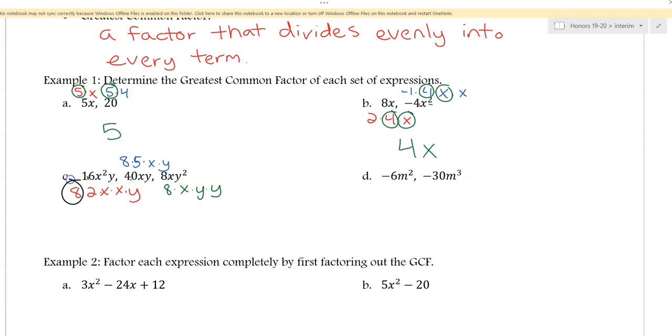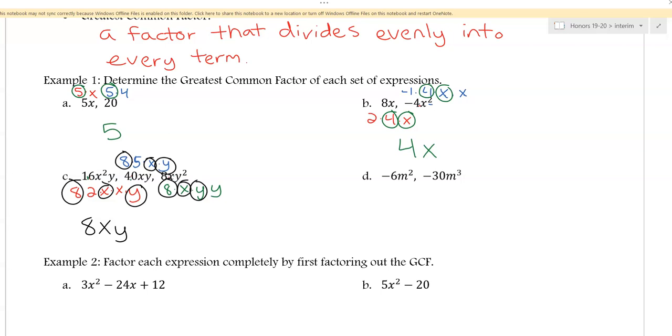Okay, so what do they have in common? Well, they all have an 8. They all have an x. And they all have a y. And that is it.